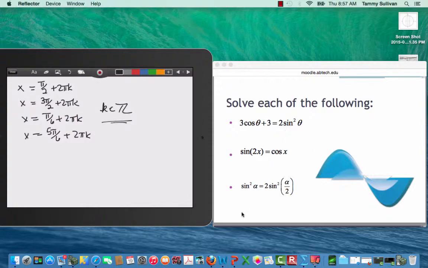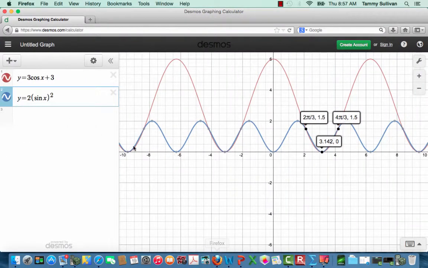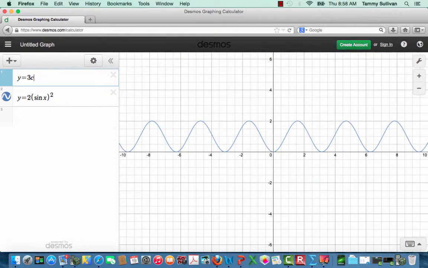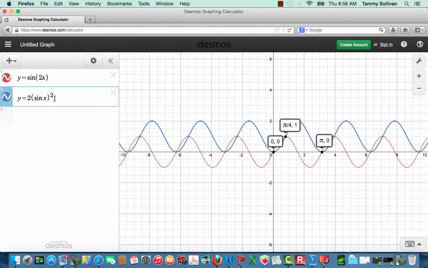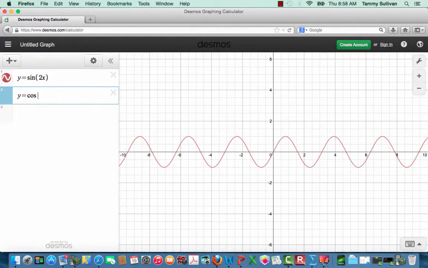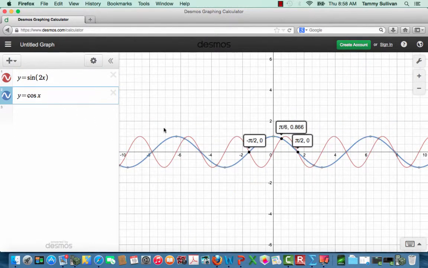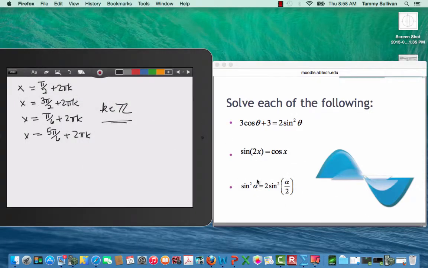So I'm going to go to Desmos again, and I'm going to put in the original left-hand side equation, which was sine of 2x, and then the original right-hand side of the equation, which was cosine x. And I can look here, turn that off. Here's pi over 6, pi over 2, 5 pi over 6, 3 pi over 2, and you can see the answers, and then you just add the fundamental period to get all your solutions. So let's go back to this second one now.